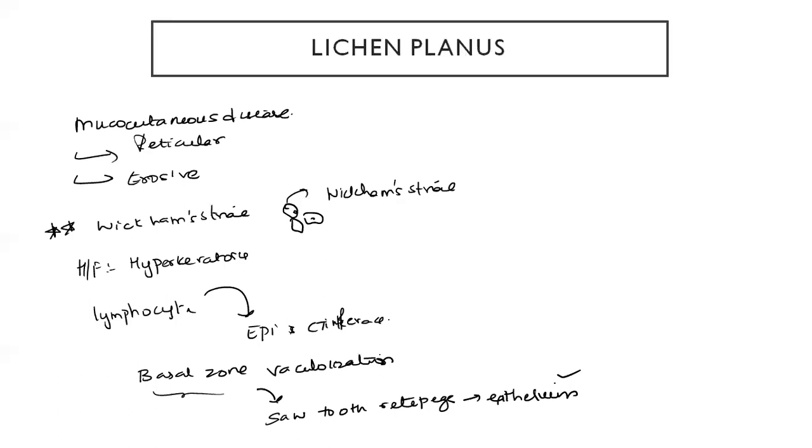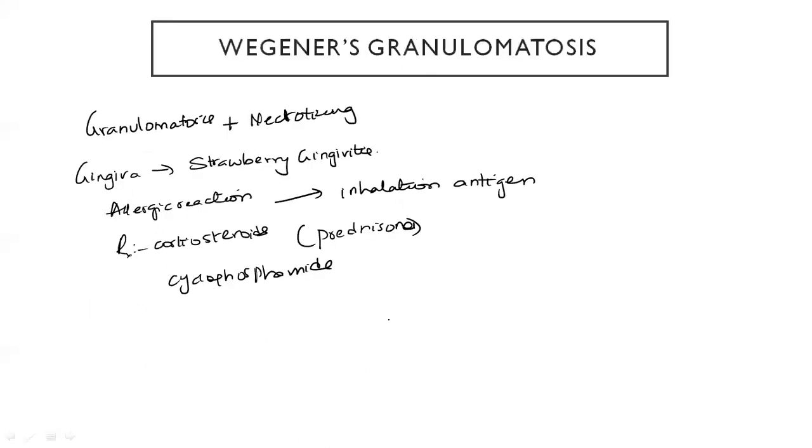Histological features: hyperkeratosis can be seen. Then lymphocyte infiltration can be seen at the epithelial and connective tissue interface. Then you see basal zone vacuolization. And last, the epithelium exhibits sawtooth rete pegs, which is secondary to the destruction of basal keratinocytes, mainly destroyed by T lymphocytes.